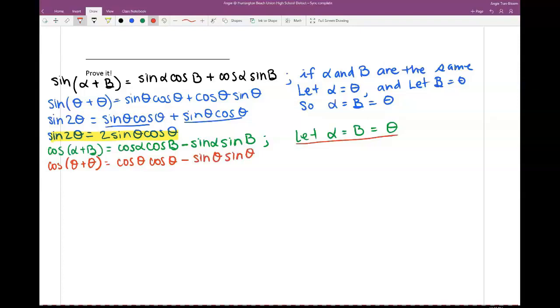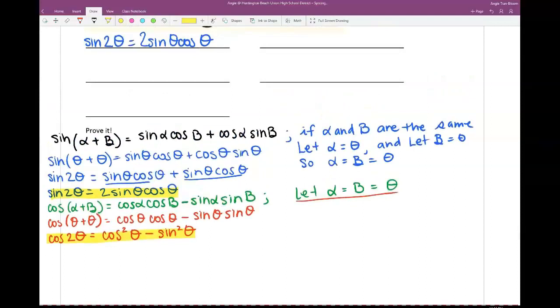Well, cosine of theta plus theta is now cosine of 2 theta. Okay, see how the double angle is coming around? Equals cosine of theta times cosine of theta, which is now cosine squared of theta, minus sine squared of theta. All right, so guess what? This is our identity for cosine of 2 theta. Isn't that beautiful? Let's write it up. Cosine of 2 theta is cosine squared of single theta, take away sine squared of single theta.